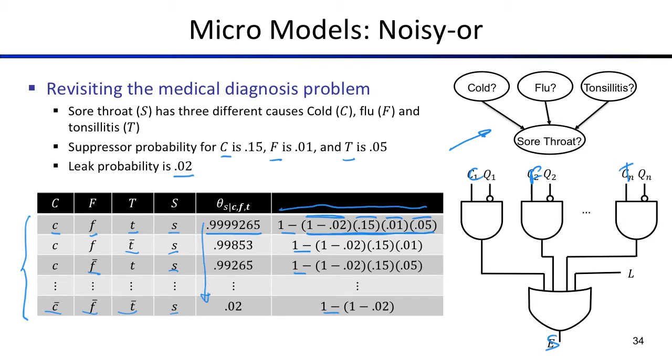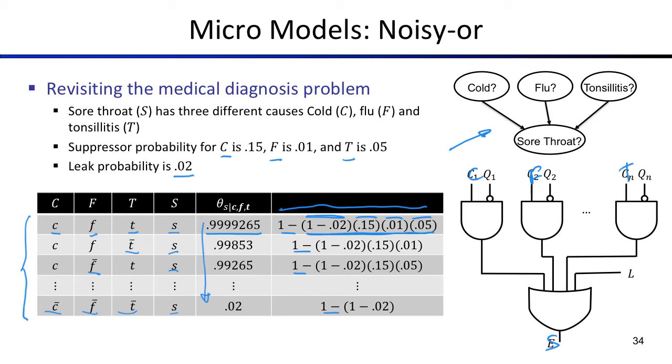So maybe it's not a perfect model for this problem, but we can see that it is in some way an approximation for what we expect. More symptoms seem to be stronger evidence that the person has a disease. So as the person has more symptoms, the probability tends to increase. So this is the noisy OR. Of course, it is not the solution for everything.